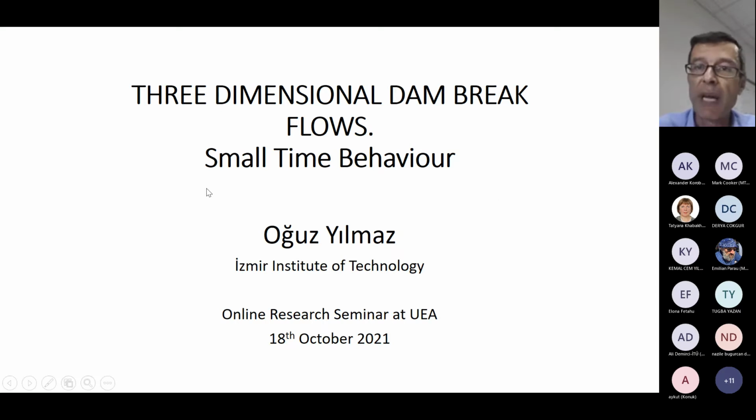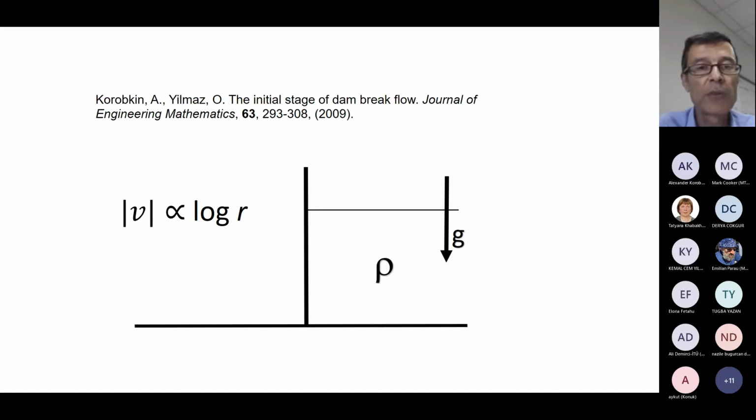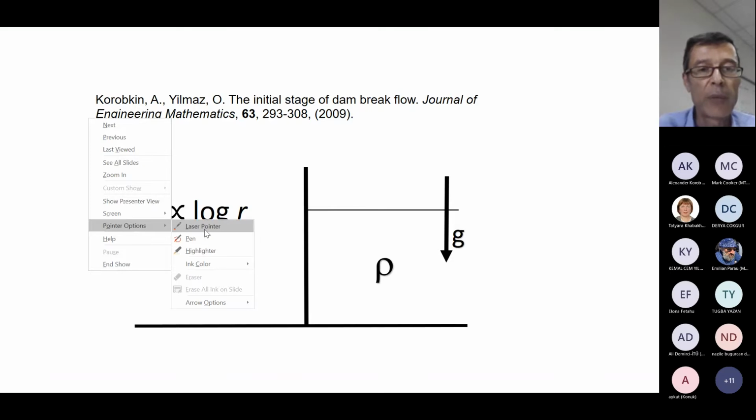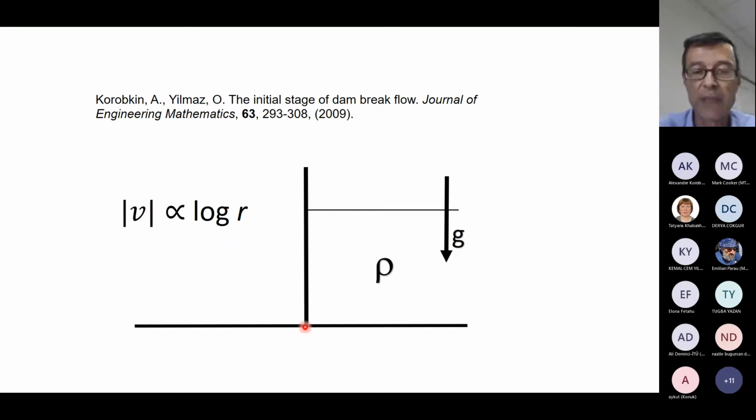Okay, so three-dimensional dam break flows. I'm going to discuss 3 problems. All of them were suggested by Alexander Korobkin, and they form a part of the thesis of my PhD student, Elona Fetahu. I started with the short time asymptotics in 2009. This is the classical dam break problem, together with Alexander. In this paper, we discovered that there is a singularity at these corner points at the leading order, proportional to the logarithm of r.